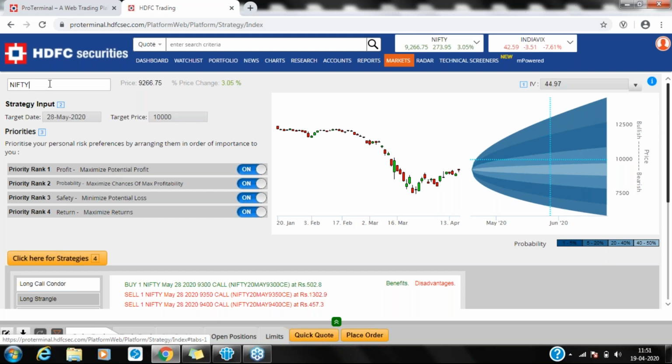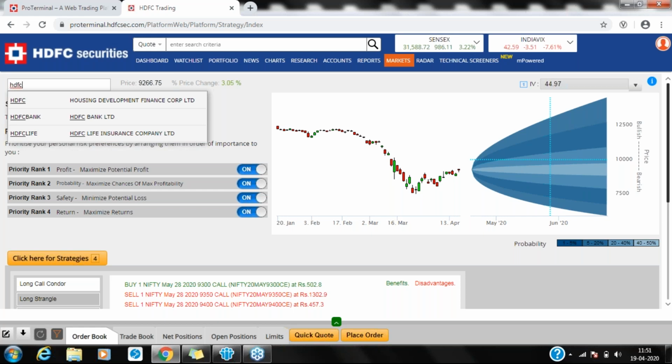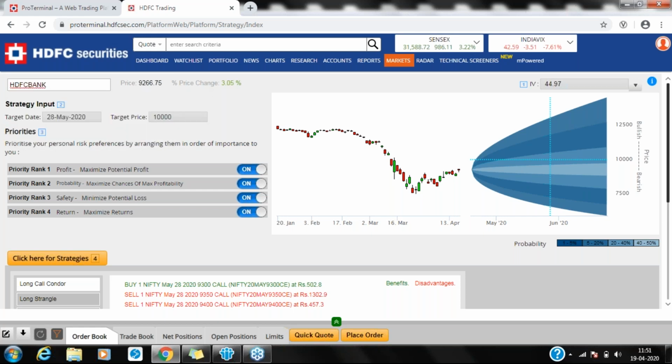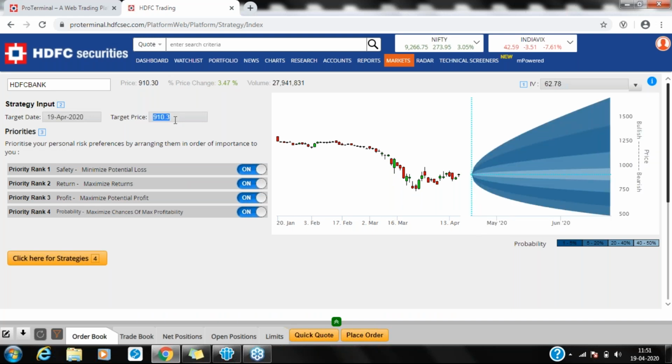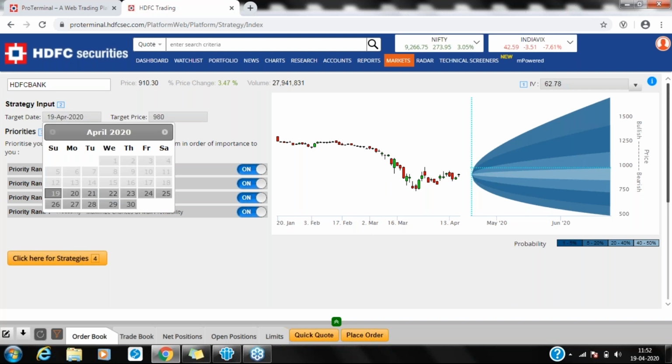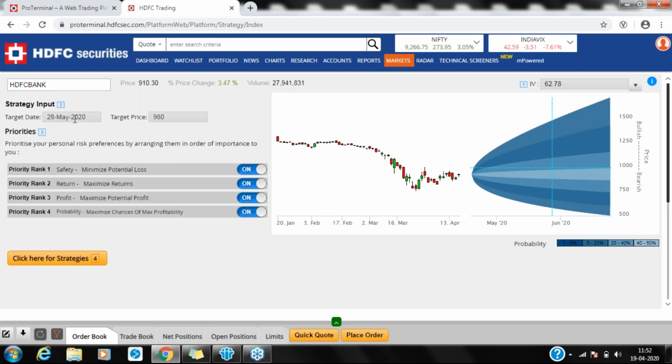We can also do this for a stock. So let's suppose I want to use a strategy for HDFC Bank. I can do that, or any other stock for that matter. HDFC Bank's current price is around 910.30 rupees, and I expect a target of around 980, let's suppose, by the next month expiry. So again, I will enter the target price 980, and I will enter the target date.